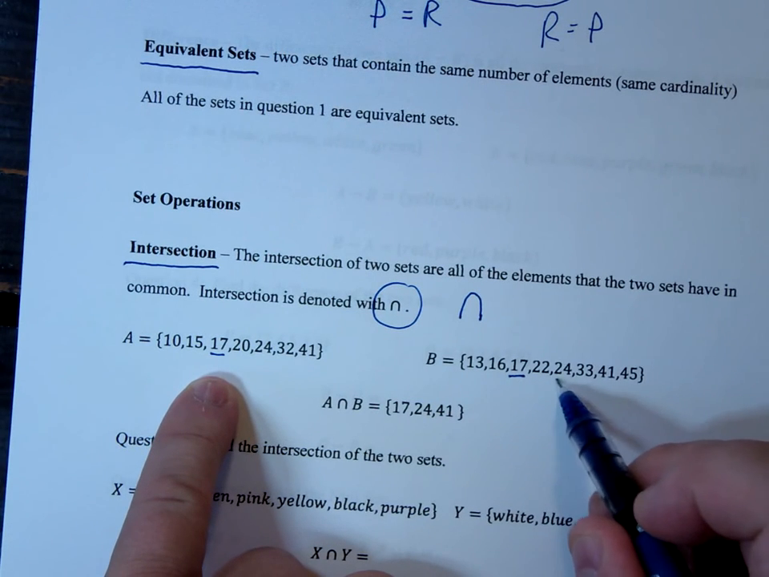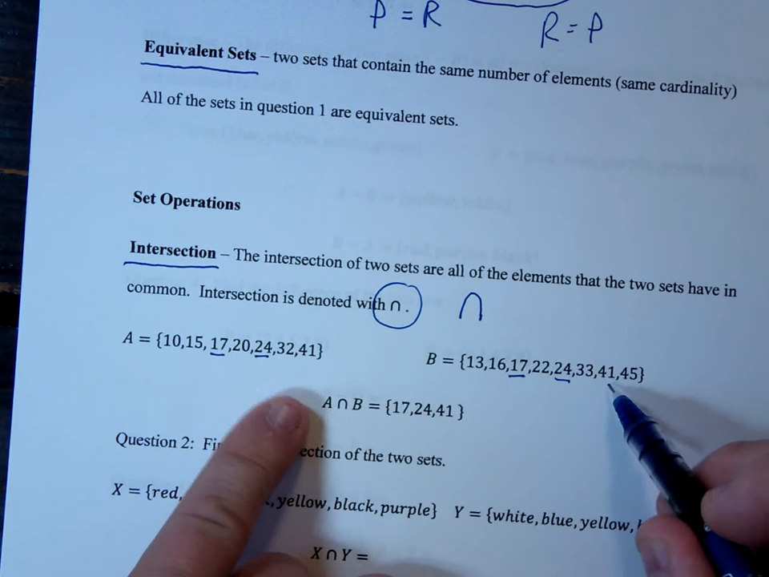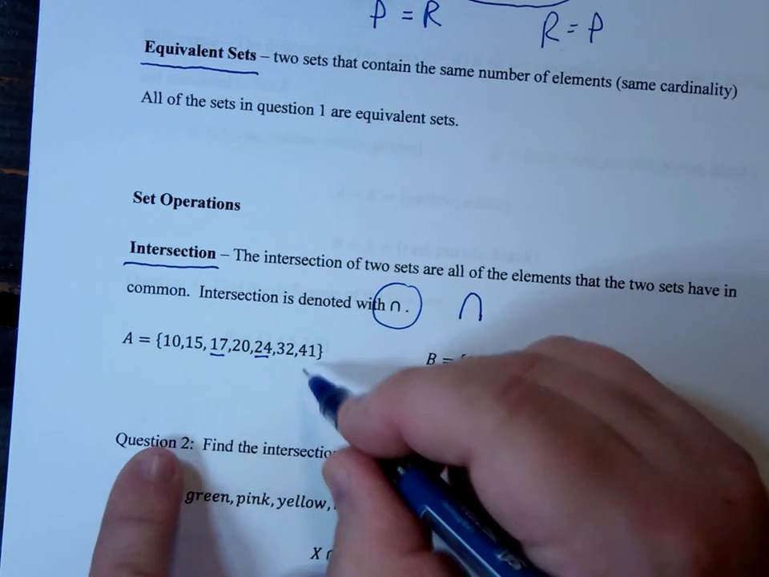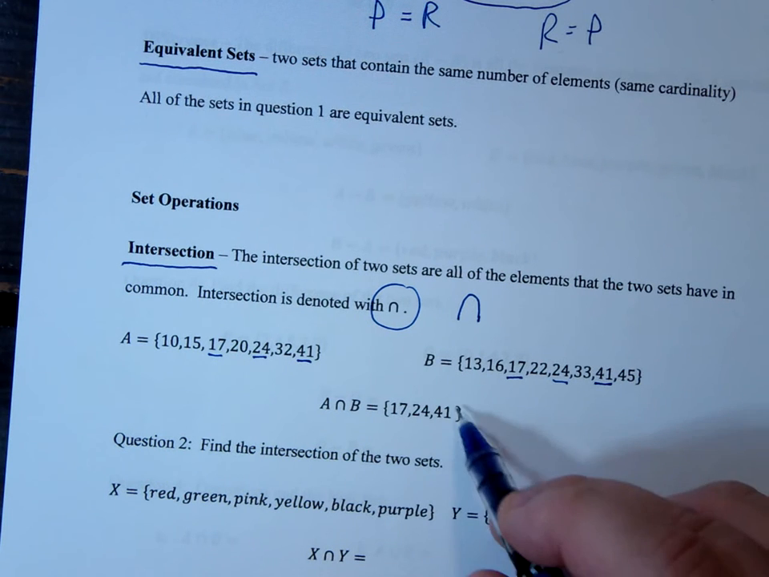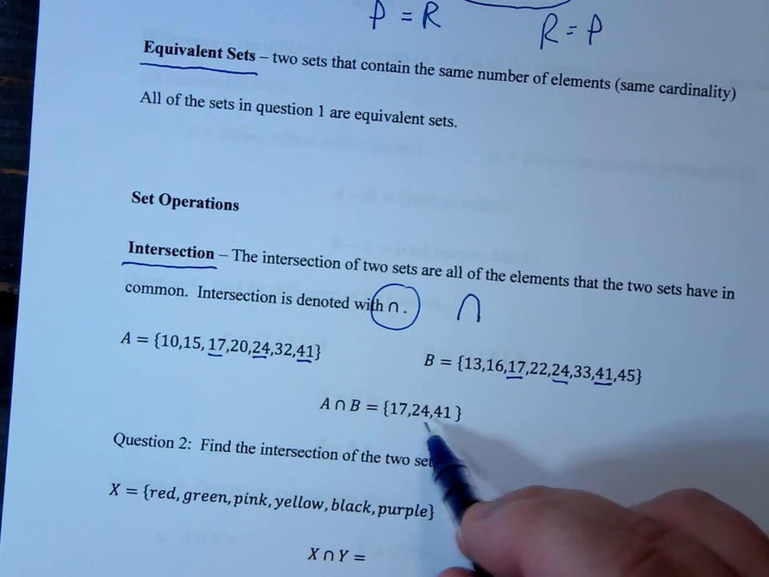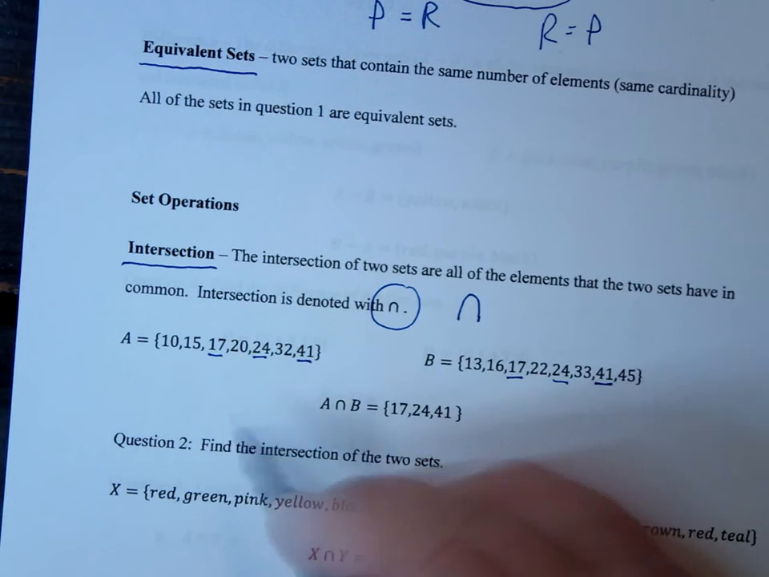22, 24, 33, 41. So their intersection would be 17, 24, 41. A intersect B would equal those three that they have in common.